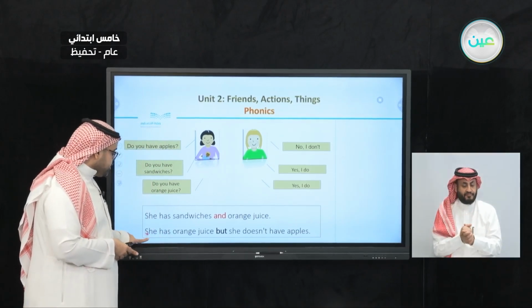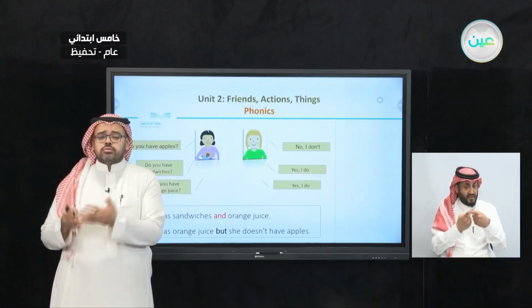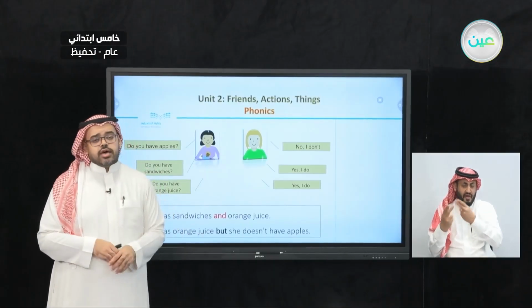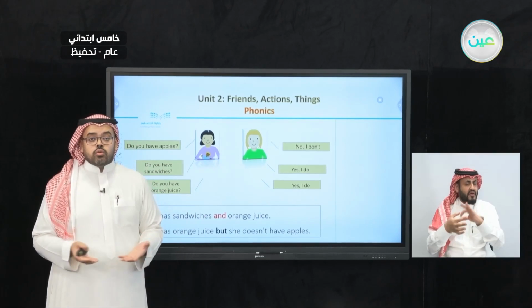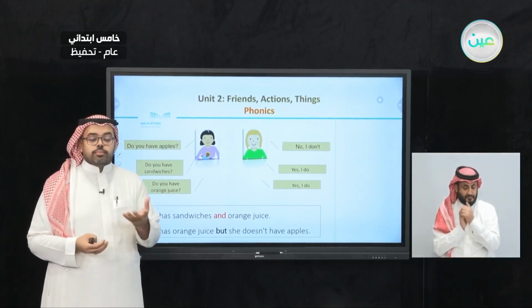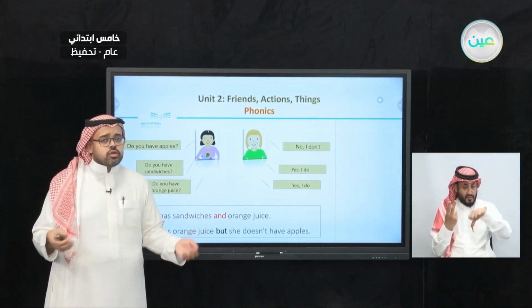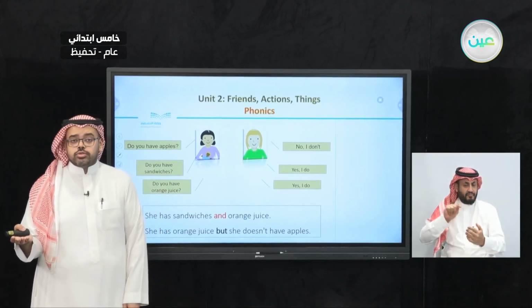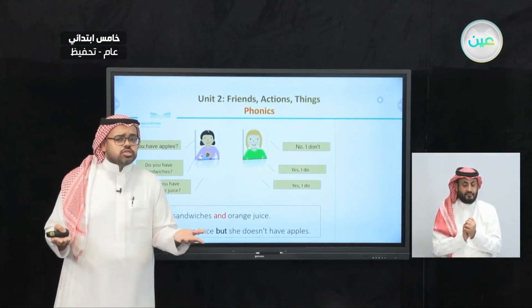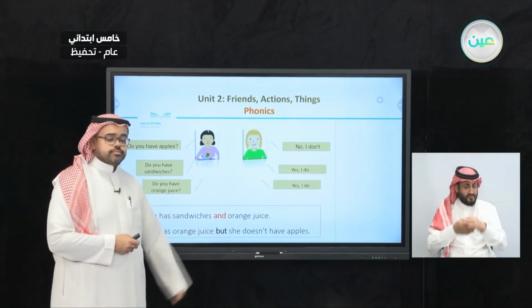And here with the second one, she has orange juice, but she doesn't have apples. So when you have something, we use "but" when something is good and something is not good. So it's good she has orange juice. It's not good she doesn't have apples. So this is why we use "but".